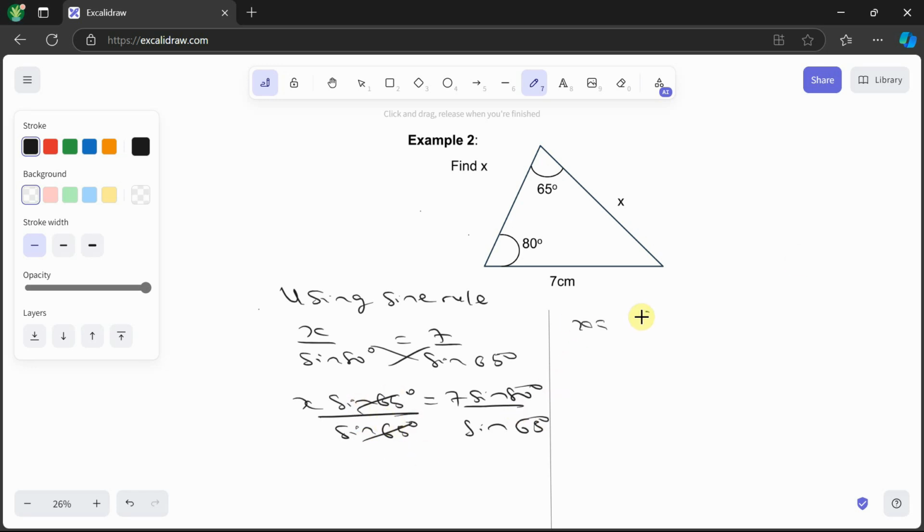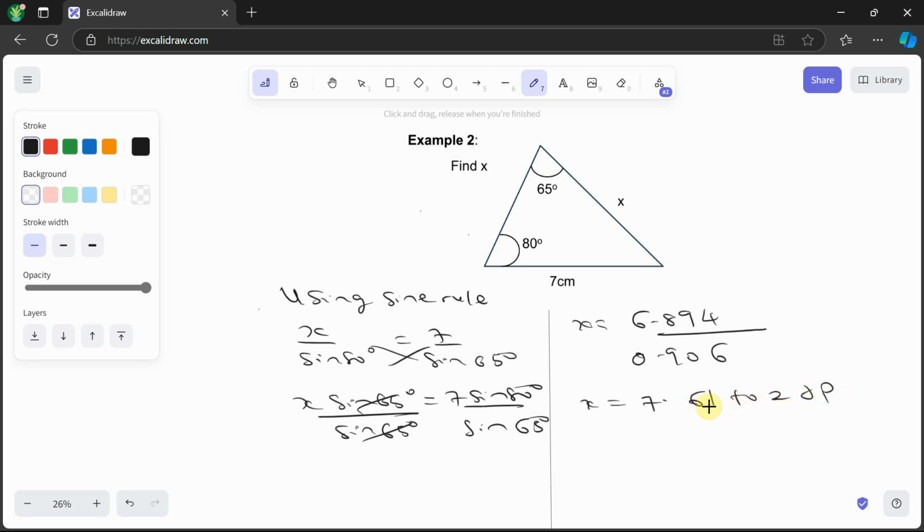This is 6.894 all over sine 65. This will give me 0.906. So 6.894 divided by 0.906. This gave me x to be 7.61 to 2 decimal places.